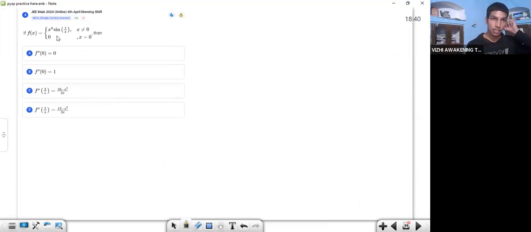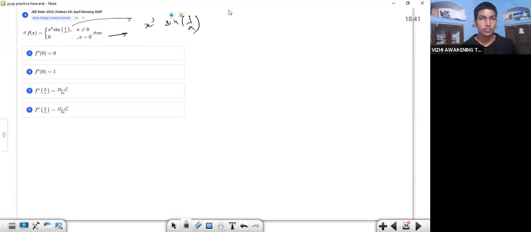So there's a function x cube into sine 1 by x. For this function, there are options in which we have to find the function's double derivative at x equals 0. But we can see the function is breaking at x equals 0. And if we look at this function, x cube into sine of 1 by x, it is not differentiable at x equals 0.